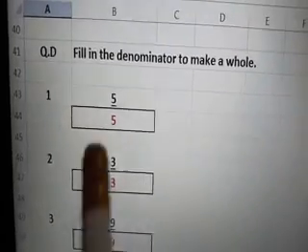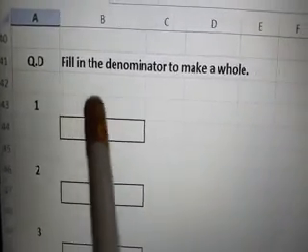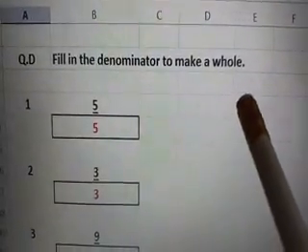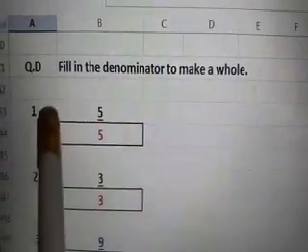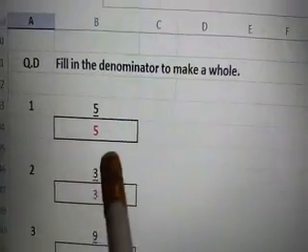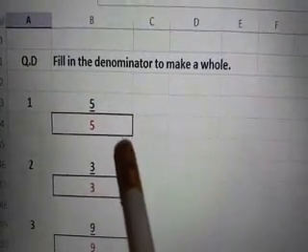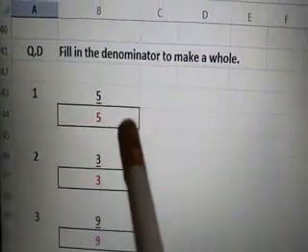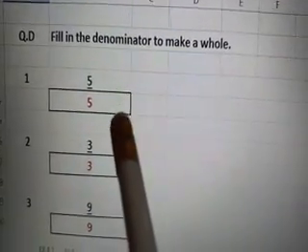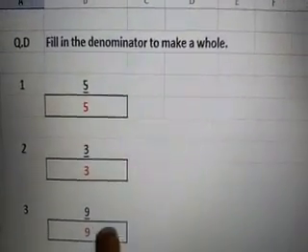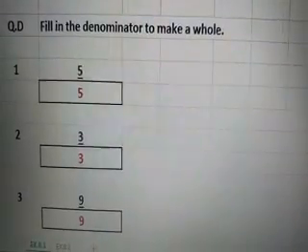Now question D. Fill in the denominator to make a whole. This question is same as question C. Here you have to write the denominator. So numerator equal to denominator we know makes a whole. So we will write the same number here. 5 upon 5, 3 upon 3, 9 upon 9. In the same way you will do all parts.